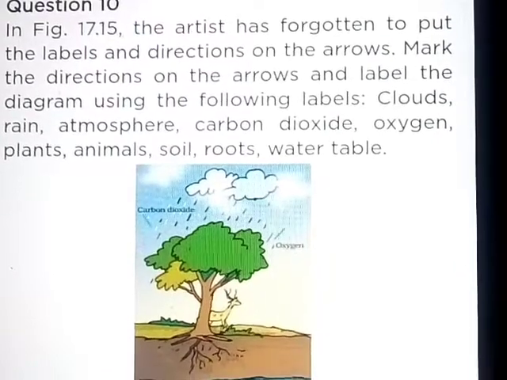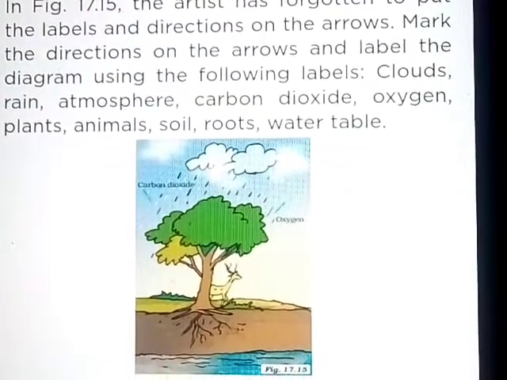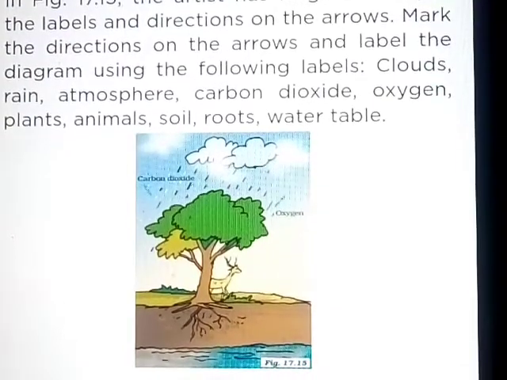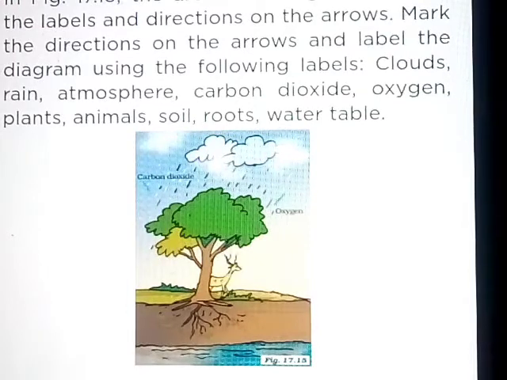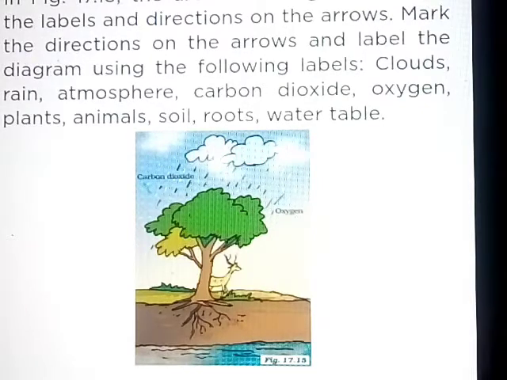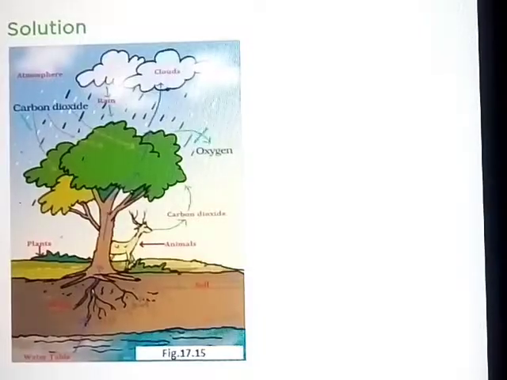Question number 10. In the figure, the artist has forgotten to put the labels and direction of the arrows. Mark the directions on the arrows and label the diagram using the following labels: clouds, rain, atmosphere, carbon dioxide, oxygen, plants, animals, soil, roots, and water table. Answer.